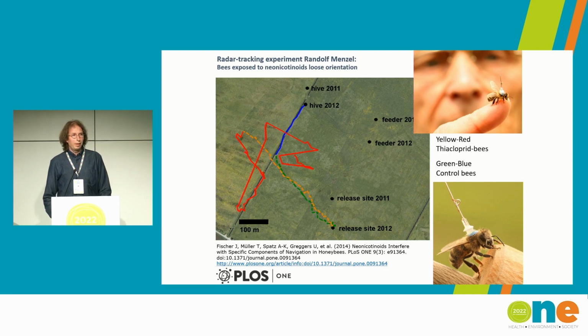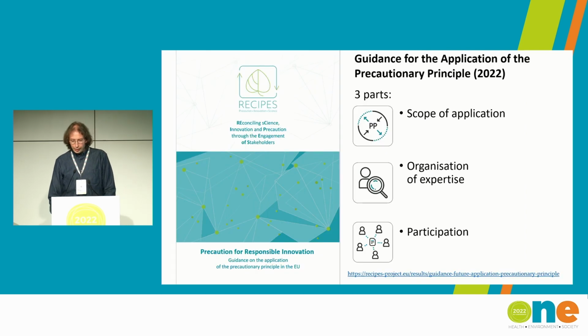So here is one of the things that were overlooked. It was not the acute toxicity that was relevant, but the sublethal effects. If bees are exposed to a sublethal dose, they lose their capacity to navigate and cannot fly back to the hive, and this radar tracking experiment showed this very clearly, but of course it could not be used for a ban because it was not in the EFSA guidance.